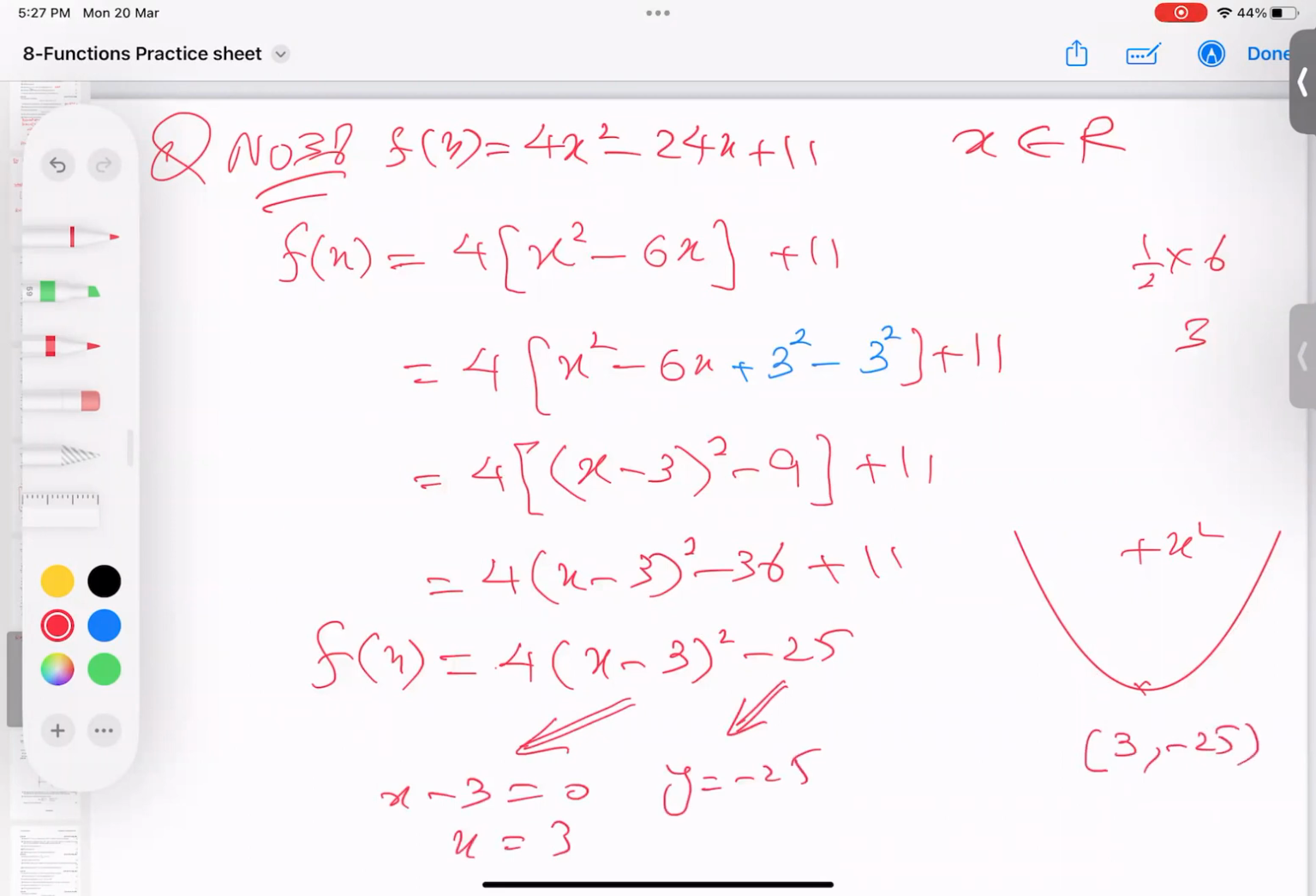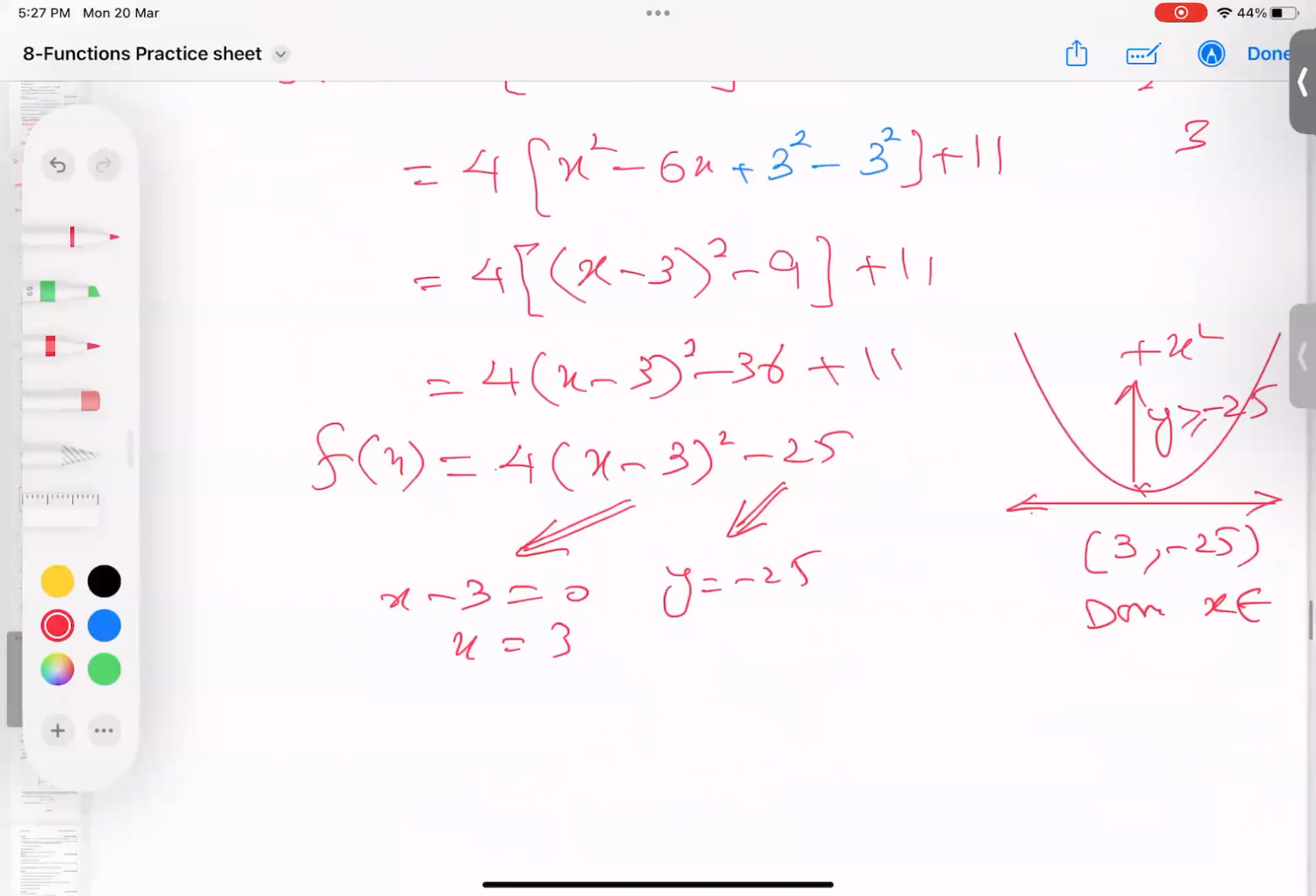Because he said real numbers, I can go right and left without any hesitation. This is called the domain. So what is the domain? The domain is x belongs to real numbers. But what is the range? The y value starts from here and goes up and up and up. So the y value starts from -25. So what is the range? Although he's not asking for the range, it's an extra part I'm doing for you.